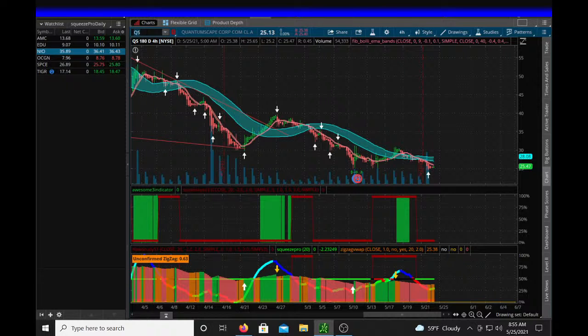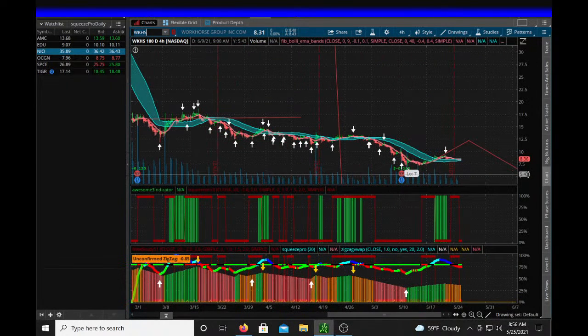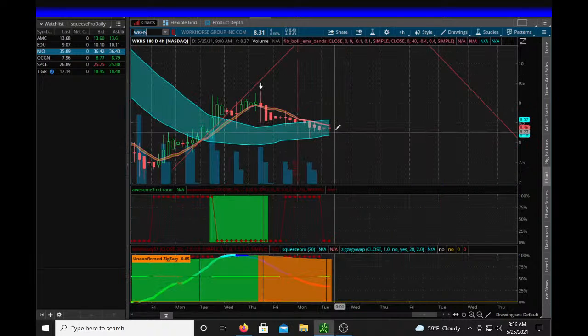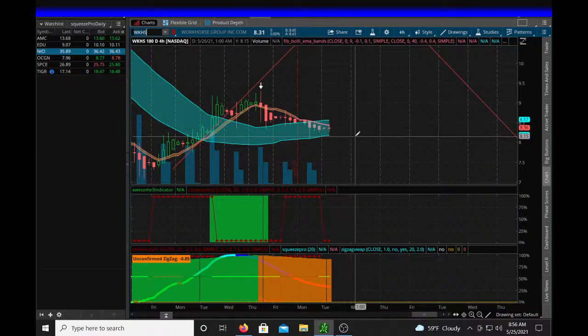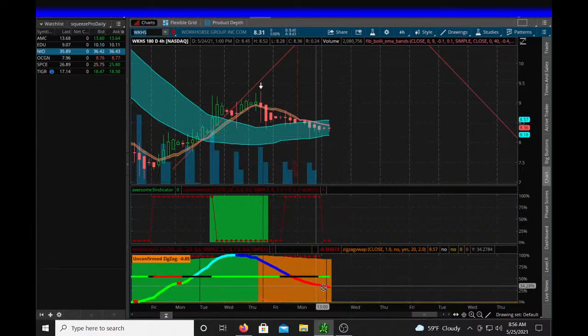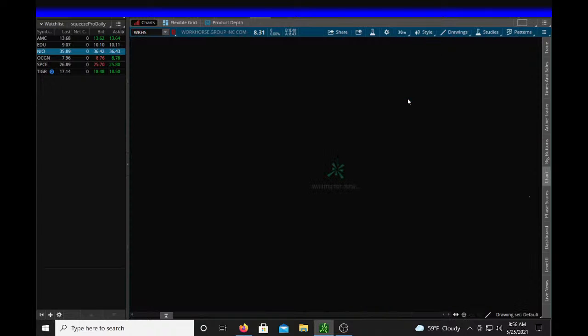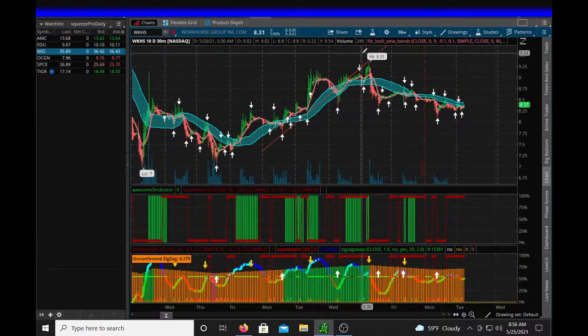Let's check out Workhorse. Okay. Looks like we're going to kind of level out here. Doji. Unconfirmed. Let's wait for this to maybe squeeze again, or we should be seeing a pop in Workhorse anytime now. Of course, there was one.